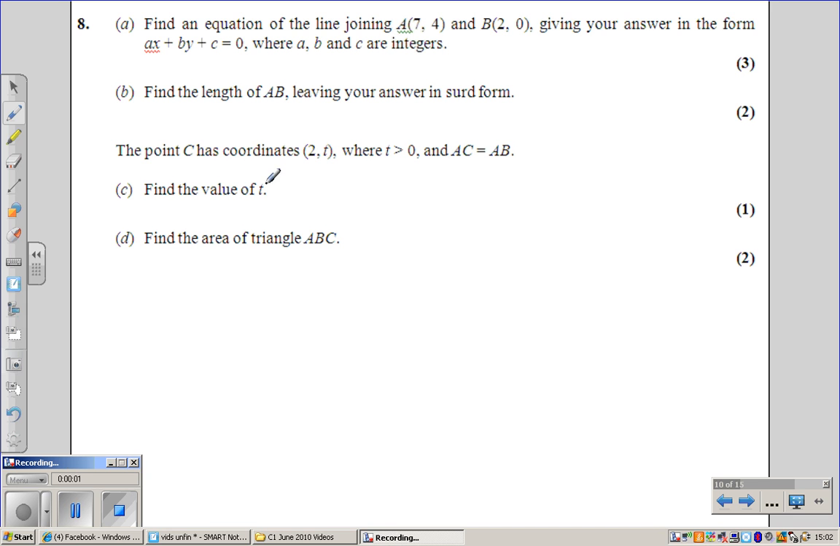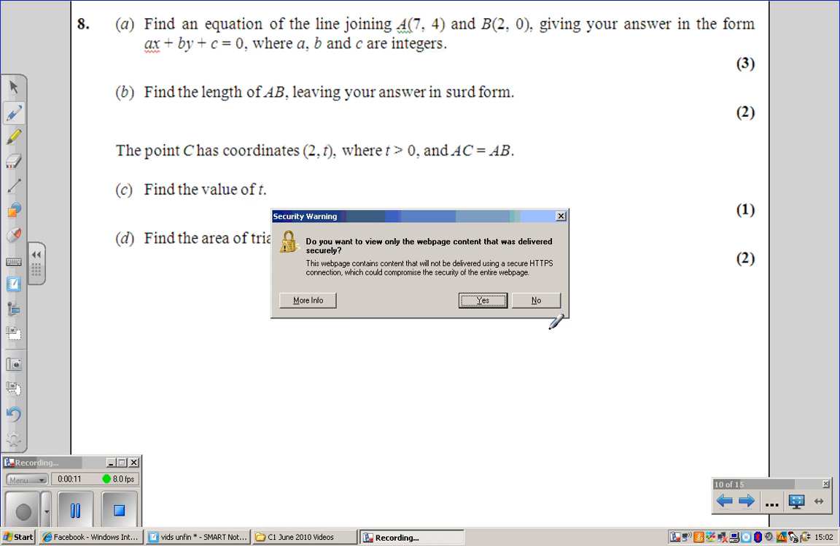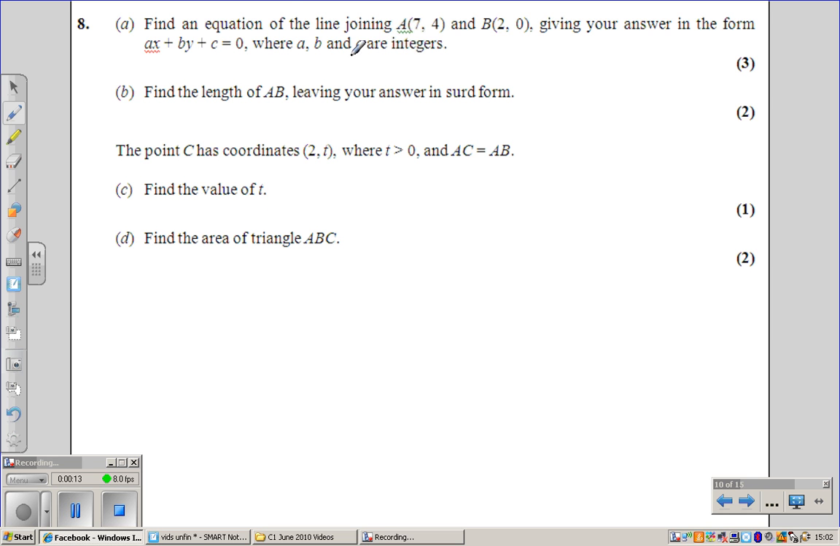Question 8, all about coordinate geometry. You've got to find an equation of a line joining A and B, giving your answer in the form ax plus by plus c equals 0, where a, b and c are integers. So we'll worry about this form in a minute. We just want to find the straight line joining these 2 points.